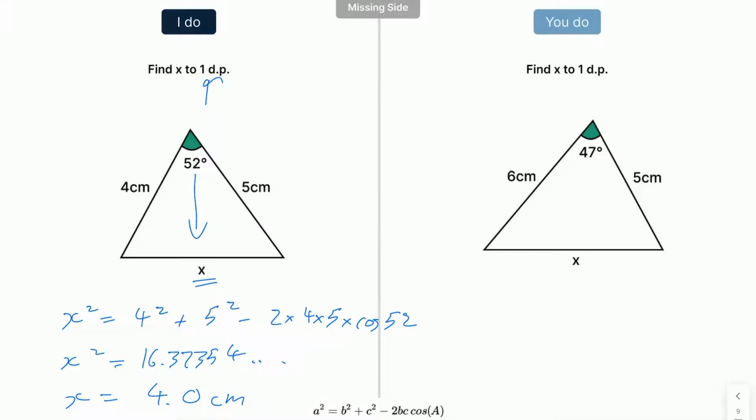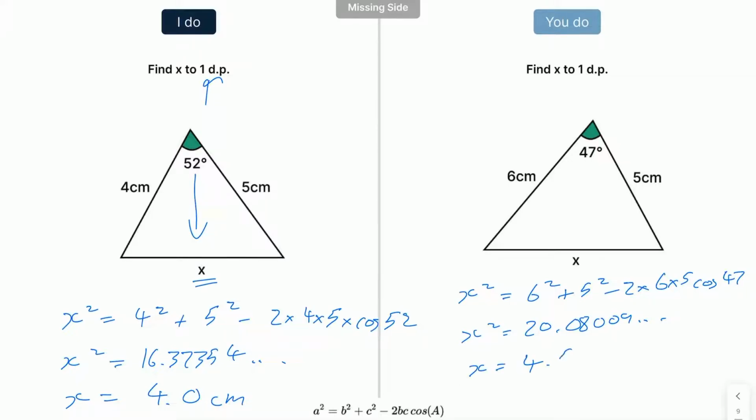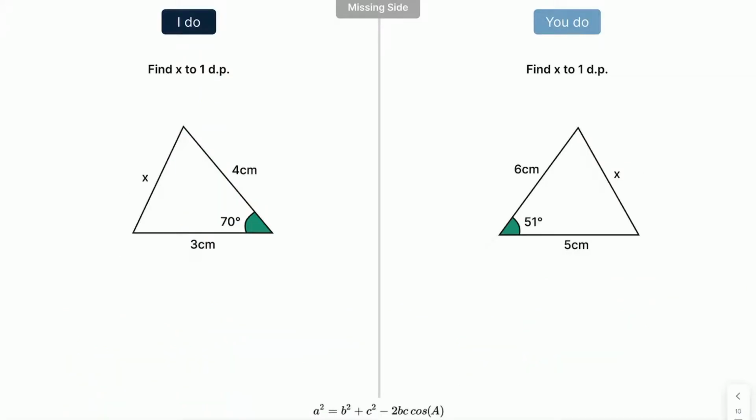Now, hopefully you've pressed pause and had a go at the example on the left. So again, hopefully you thought of it the same way. You can't use the sine rule, so you must use the cosine rule. So in this case, x squared is going to equal the two sides, so 6 squared plus 5 squared minus 2 times 6 times 5, and then cos the angle. And then here we have x squared. If you type that into your calculator, you get x squared equal to 20.08009... and square root that to one decimal place is 4.5 centimeters.